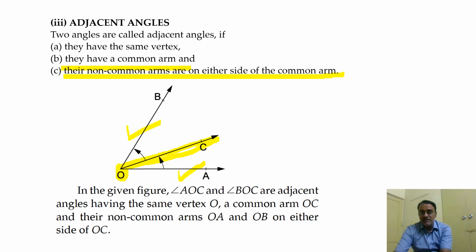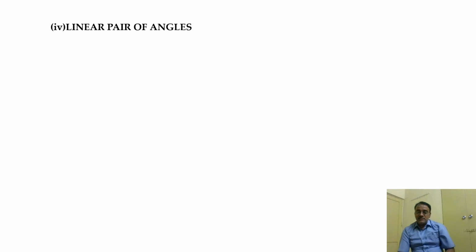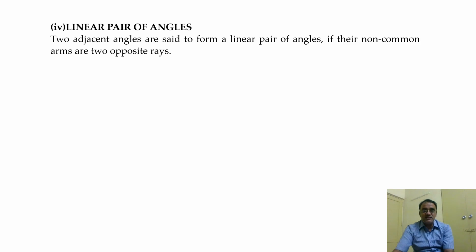Now we'll move towards a very important pair of angles, the linear pair of angles. In adjacent angles, we saw that the non-common arms are on either side. If the two non-common arms are opposite rays, then the two adjacent angles are said to form a linear pair. So two adjacent angles form a linear pair of angles if their non-common arms are two opposite rays. So that was the linear pair of angles.